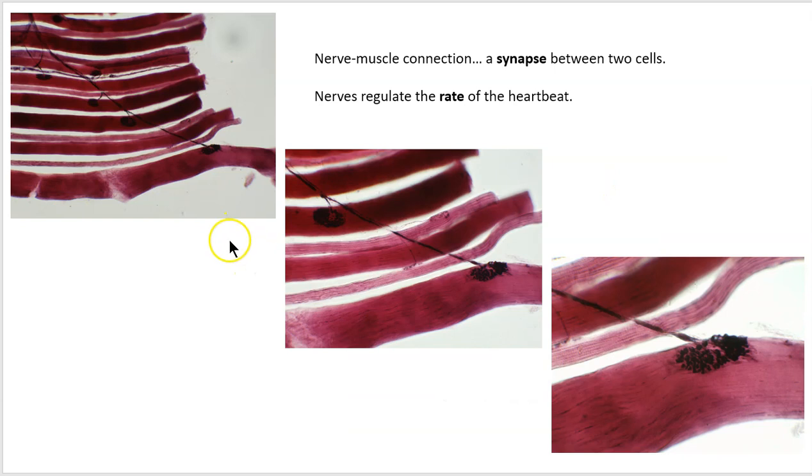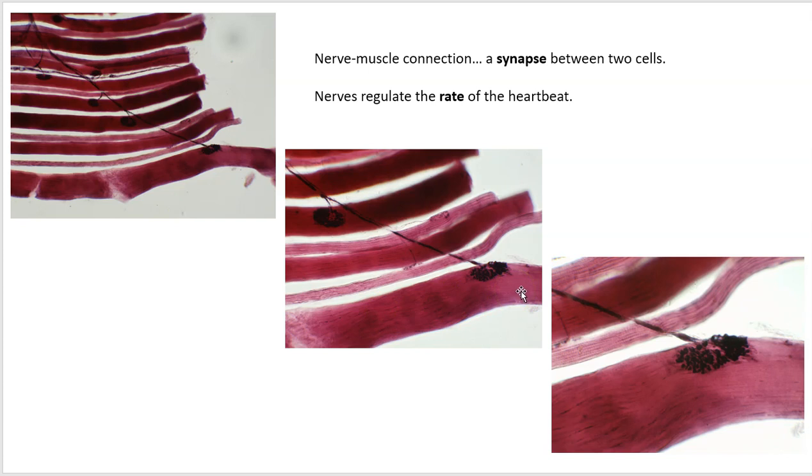Here's a beautiful microscope slide showing muscle cells, the red cylindrical objects, and then we see a nerve here branching into multiple synapses. So it's at the synapse where the nerve is going to trigger the contraction of the muscle cell. So neurotransmitters will be released and the muscle cell responds with contraction. Now this would be voluntary muscles. So this would be skeletal muscles.